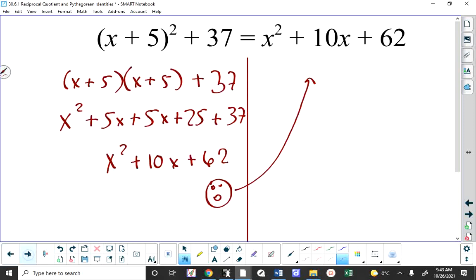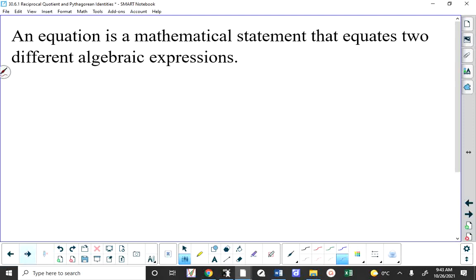All right. So, when you see the word equation in mathematics, all that means is it's an expression equal to another expression. There has to be an equal sign in it. So an equation is a mathematical statement that equates two different expressions. They're algebraic usually. They don't have to be, but I want to stick with algebra here. They could just be numbers, like x equals 5 is an equation, but that's pretty boring.